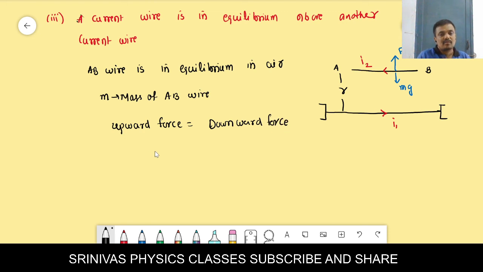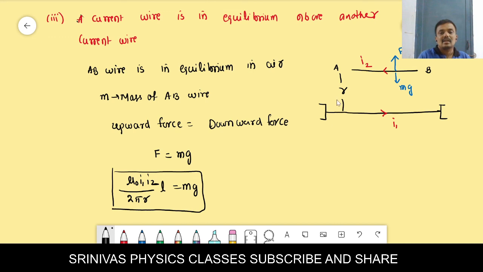What is the upward force? F. What is the downward force? Mg. Can you write the F formula? F is the force between these two wires. Mu naught I1 I2 by 2 pi r into L is equal to mg. Is it correct, students? Where L is the length of this wire.